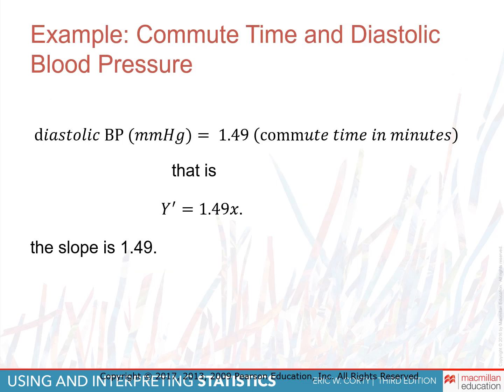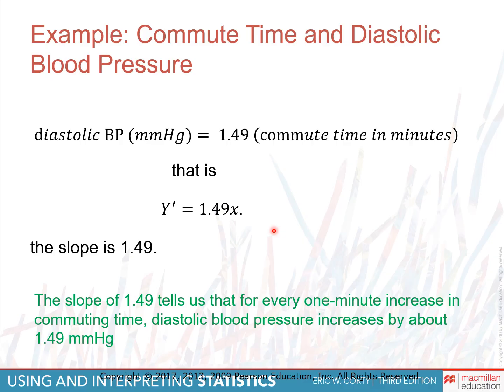So let's say we're trying to look at the association between how much time it takes somebody to commute to work every day and their diastolic blood pressure. The diastolic blood pressure is that number on the bottom. So if you think about 120 over 80 being the recommended blood pressure, the diastolic is going to be that 80. Let's say we come up with a formula where x is our commute time in minutes, and our diastolic blood pressure is the y we're trying to predict, so we call that y prime. And let's say we know that y prime equals 1.49x. That 1.49 is what we call the slope.